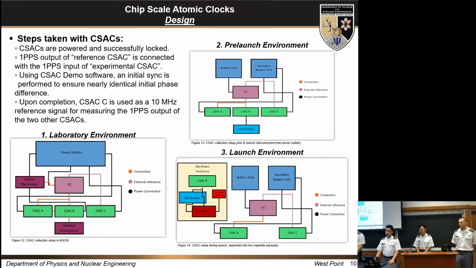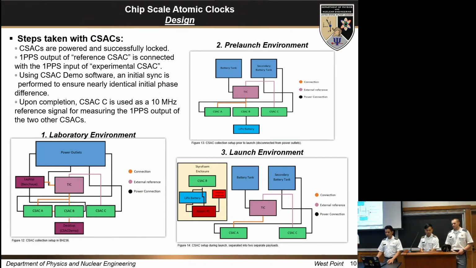Alrighty, so dealing with design, we work primarily within 3 different environments: our laboratory, pre-launch, and launch environment. Now, why do we do this? We do this because we want to ensure that we are as accurate and as precise as possible in our measurements, whilst also being mobile at the same time to allow for that high altitude balloon launch capabilities. Just a rough overview of the steps. We power on and lock each of the chip scale atomic clocks. We ensure that our reference and our experimental CSAC are connected so that we can get an identical initial phase difference. What this allows us to do is, for any data that's collected during the flight, we can ensure that it's not an error on the front end of our setup.